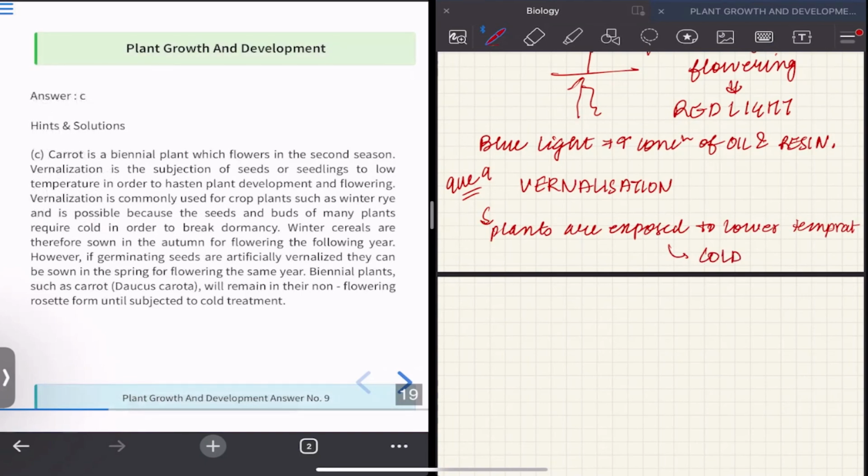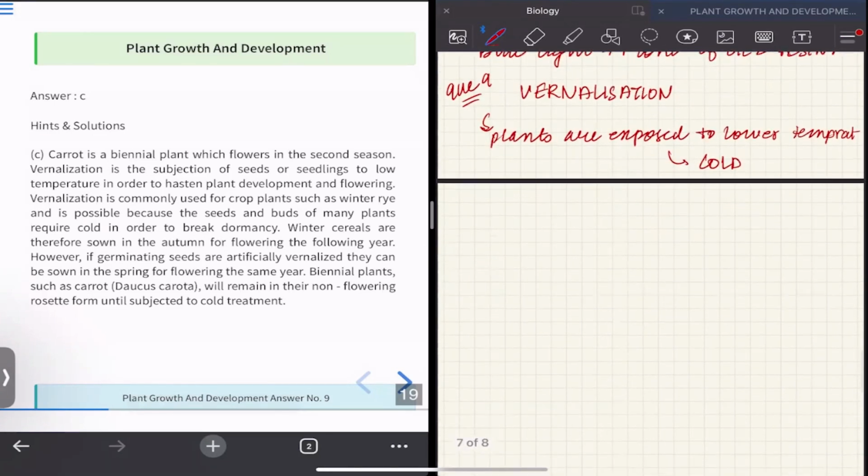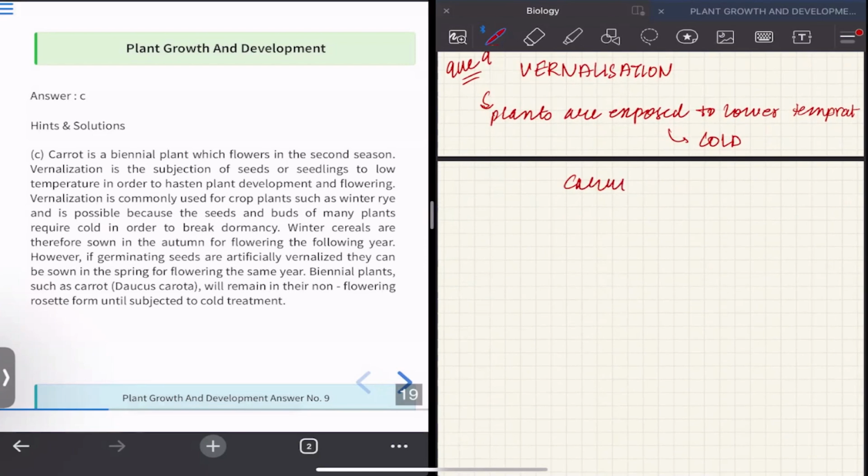So we have the solution right here that carrot is a biennial plant which flowers in the second season. So carrot grows in 2 seasons. This is the first season and this is the second season. Okay. And when does the flowering take place? It takes place in the second season. So flowering occurs in the second season.